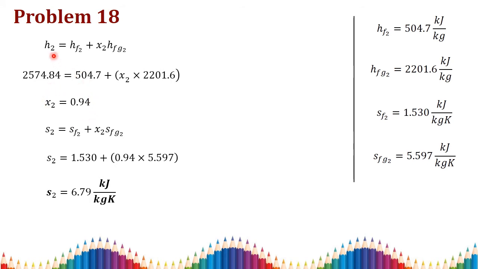H2 is equal to HF2 plus X2 into HFG2. We know H1 is equal to H2. Substitute those values, and the HF2 and HFG2 values are taken from the steam table. So you substitute to get X2 as 0.94. With this, you can find S2 is equal to SF2 plus X2 into SFG2. So substitute all those values, SF2 as 1.530 kilojoule per kilogram Kelvin and SFG2 as 5.597 kilojoule per kilogram Kelvin. Solving this simple relation, you will get S2 is equal to 6.79 kilojoule per kilogram Kelvin.